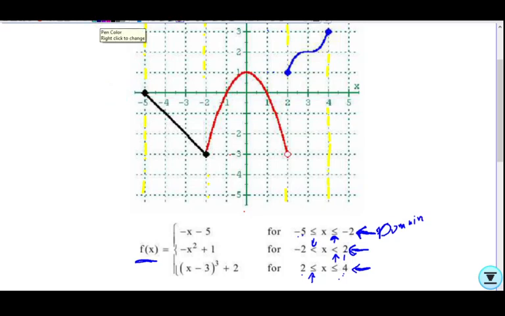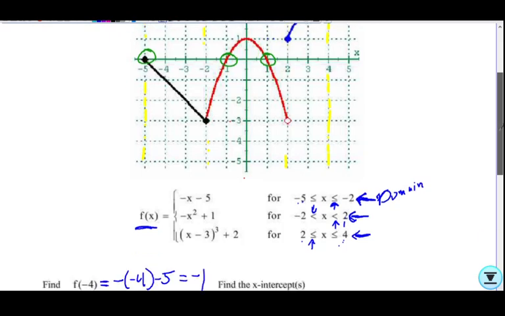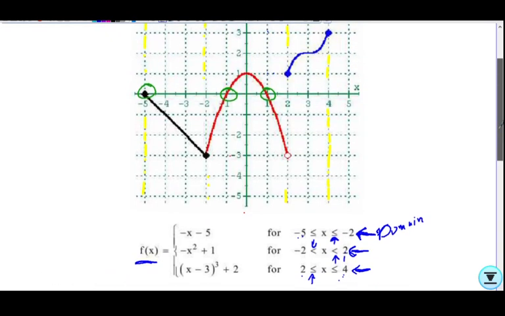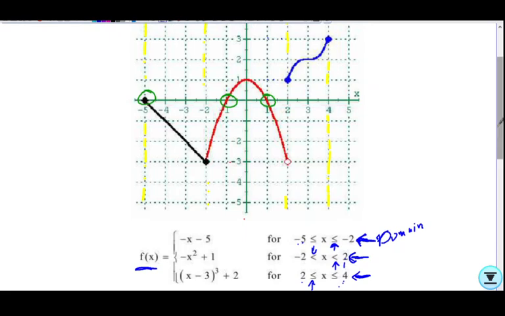Here we go. Our x-intercepts are basically where our function hits the x-axis. We have 3 x-intercepts. We have one here, there, there, and there. So those are x-intercepts. So at -5, 0, at -1, 0, and at 1, 0. You should only have one y-intercept, because if not, we're not dealing with a function. And our y-intercept is right here at 0, 1.